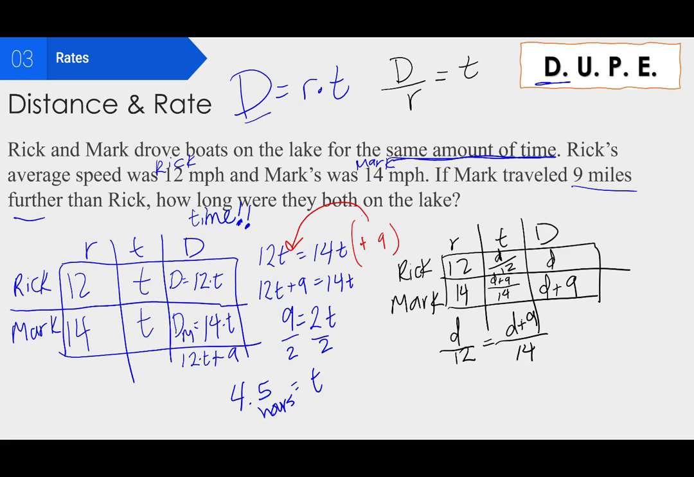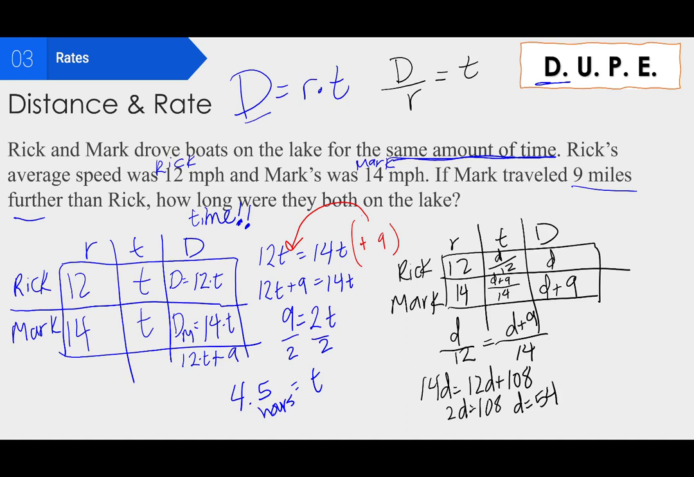I can cross multiply, and I'll get 14d equals 12 times d is 12d. 12 times 9 is 108. Solve for that by subtracting 12d, I get 2d equals 108, and d equals 54. Okay, but because these students set it up looking for the variable d, that's what we found, but the question was actually asking for time. So if we set it up this way, we then want to just finish by finding the time.